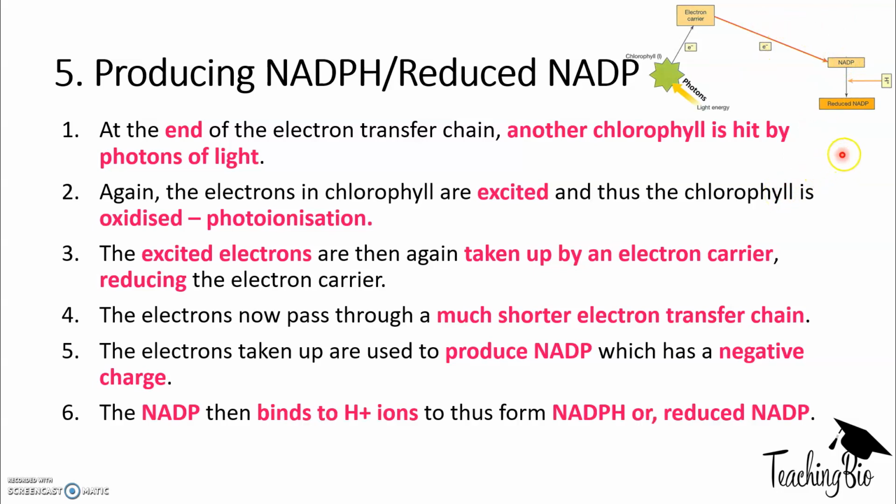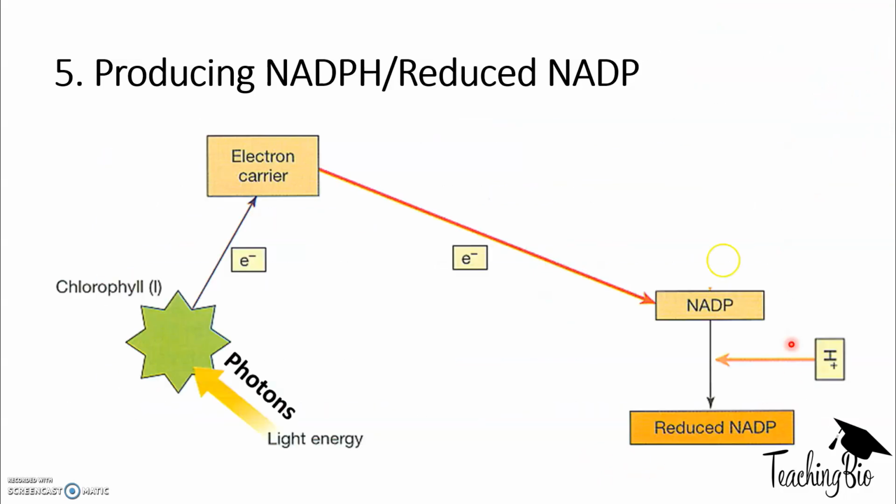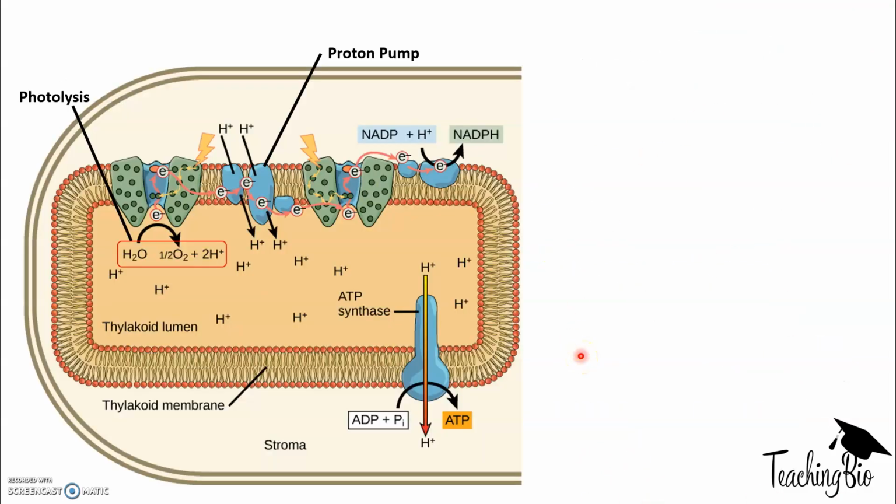Sorry, like charges will repel each other, but the electrons will be taken up by NADP to make a negative charge, and then the protons will be attracted to the negative charge. Because of that, we'll get NADPH, otherwise known as reduced NADP. Okay, NADPH. So this is the whole thing in detail.